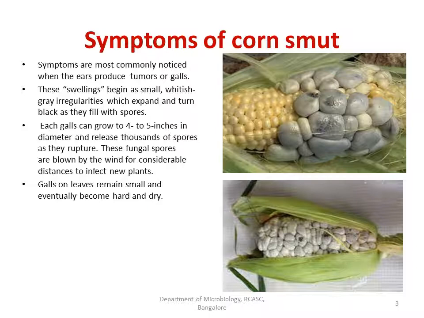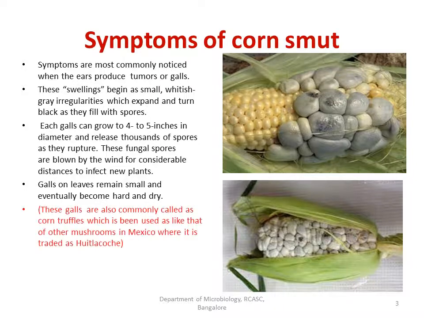Galls, as I was telling, can be formed even on the leaves or in the stem. Once these galls rupture, they can remain for some time, and eventually they become hard and dry once all the spores have been released.